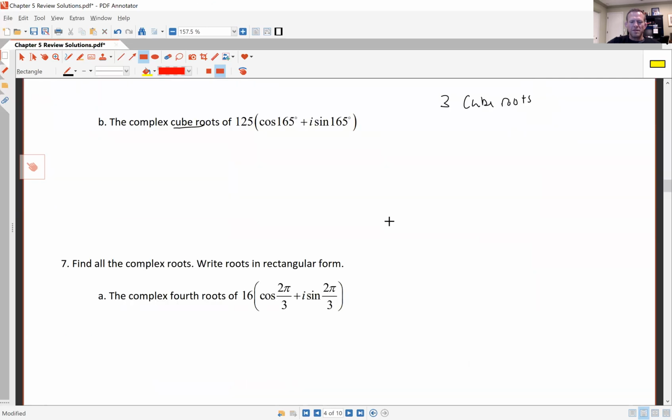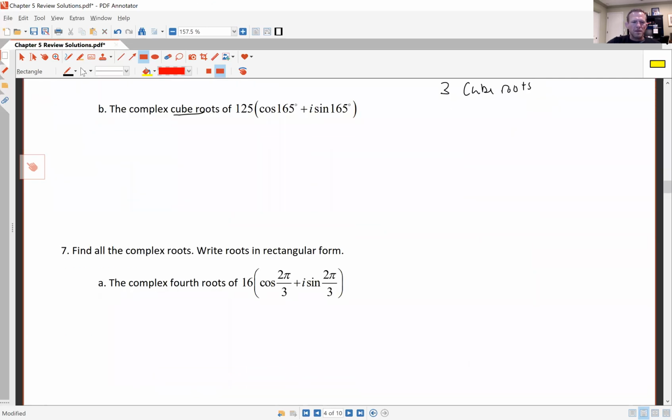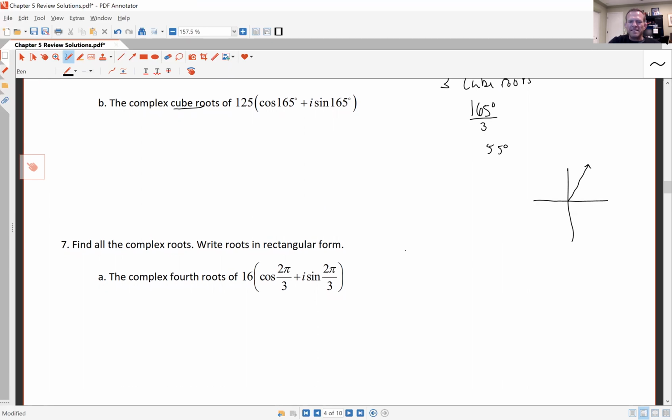The cube roots of this number. So remember, we're looking at 165. That's the number. But when we want cube roots, we divide that by 3. And that gives us 55 degrees. So that means the first cube root of that number is at 55 degrees. But remember, 165 degrees is the same thing as 165 plus 360k. Divide that by 3. That means we're adding 120 degrees with that.